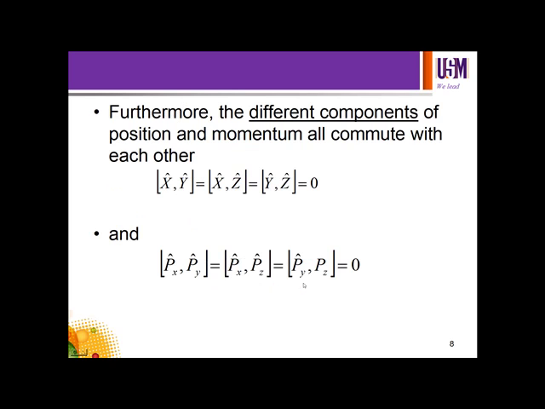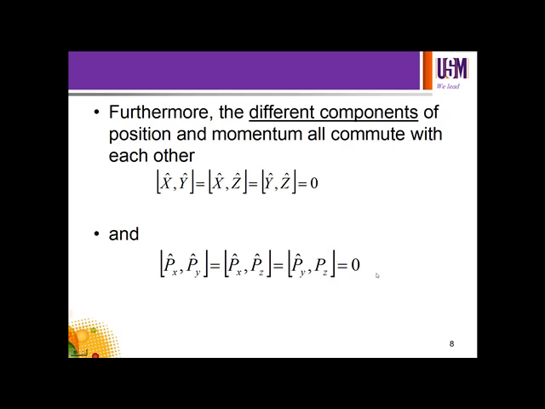Furthermore, the different components of position and momentum all commute with each other. This was also discussed previously. For example, position operators commute with position operators. If they are from different components, the commutator of position operators should be equal to 0. And the second one is the momentum operators. If they are from different components, it should also be equal to 0.